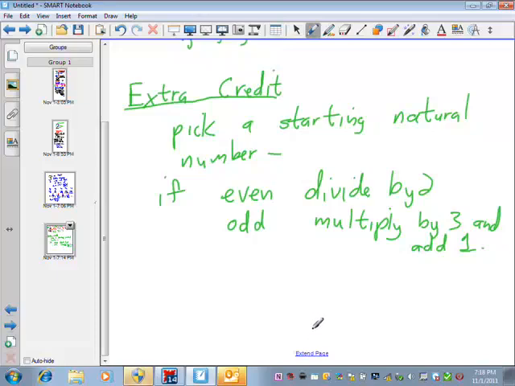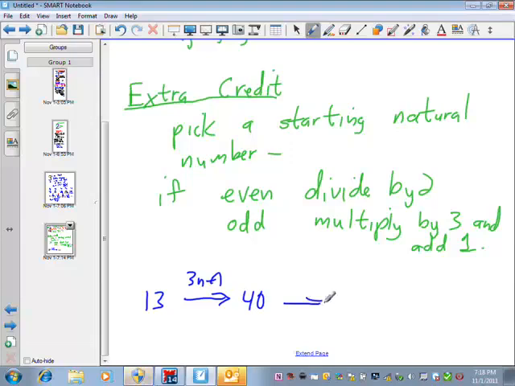I haven't asked a question yet. Let's play around with this for the moment. Give me a natural number. 13. 13 is odd, so I'm going to multiply by 3 and add 1. 3 times 13 plus 1 gives me 40.